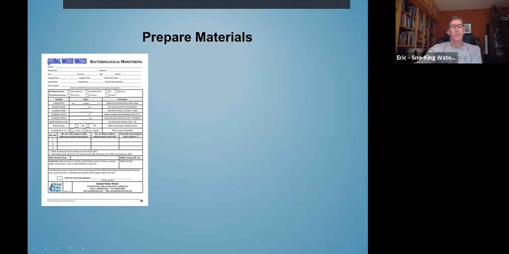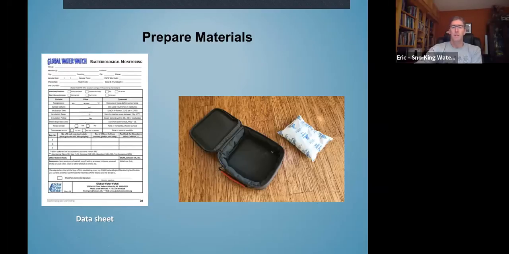So you're going to go out and go monitoring. You're going to get your other materials together. You need your data sheet. Once you collect your sample, you can either transport it not on ice if it will be less than 30 minutes before you plate it and incubate it, or if it's going to be greater than 30 minutes, you need to transport it on ice. So we bring a little ice pack with us in a container.